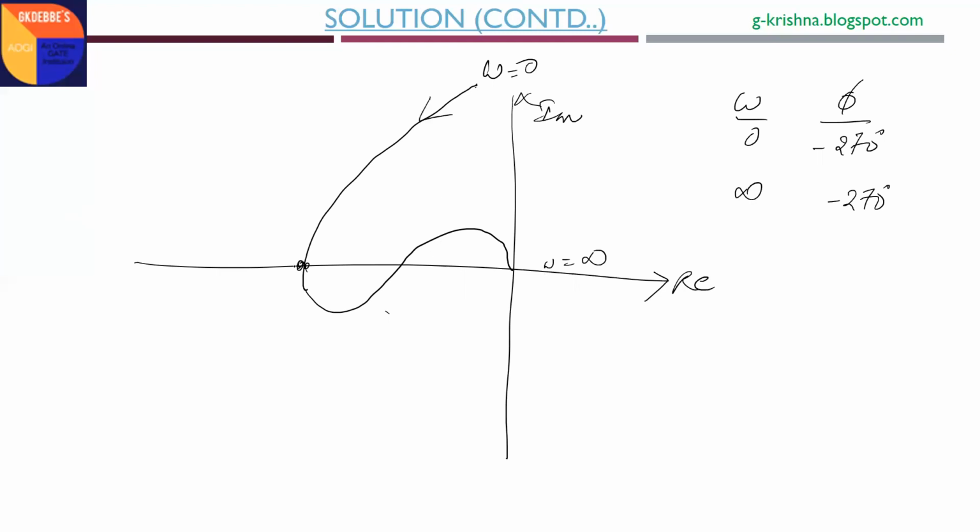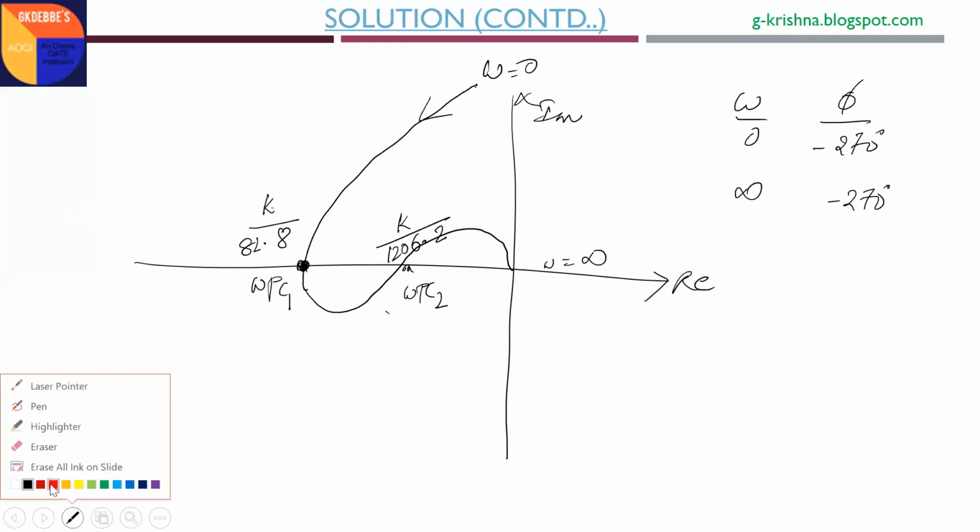The first phase crossover frequency is this one, omega PC1. This is omega PC2. And what is this magnitude? The magnitude of the open loop transfer function at those phase crossover frequencies is K by 82.8 here, and this one is K by 1206.2. Now apply the concept of encirclement, and we will get the same answer.